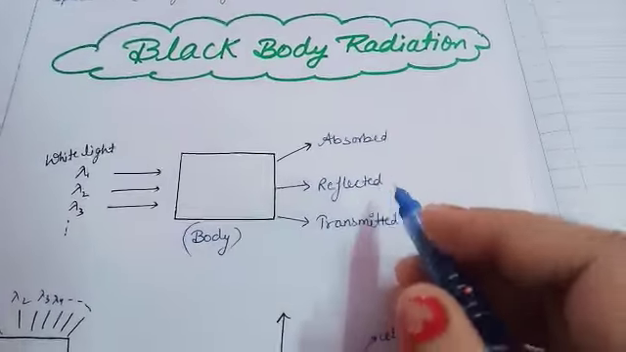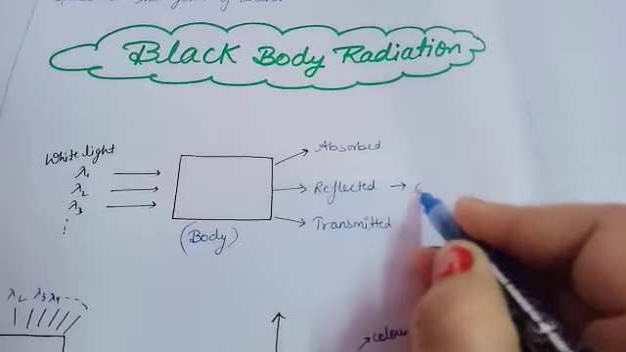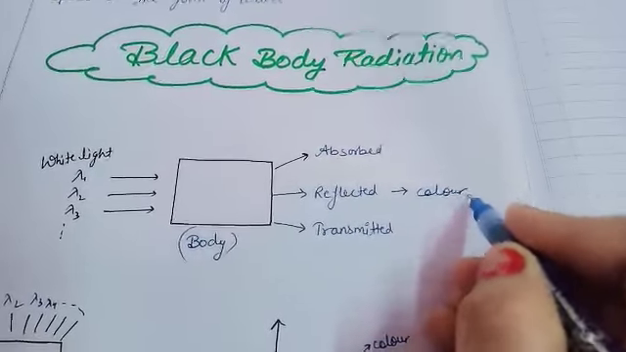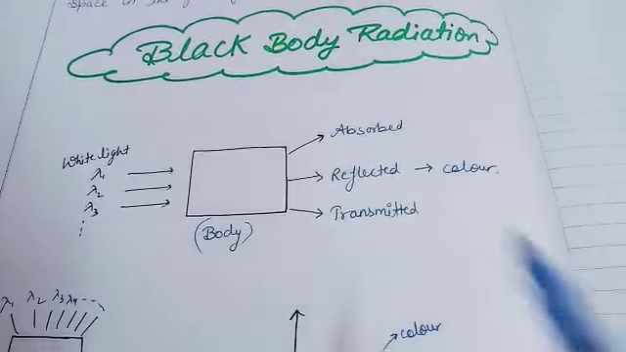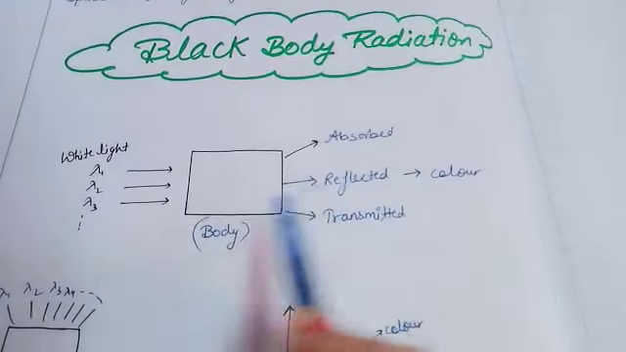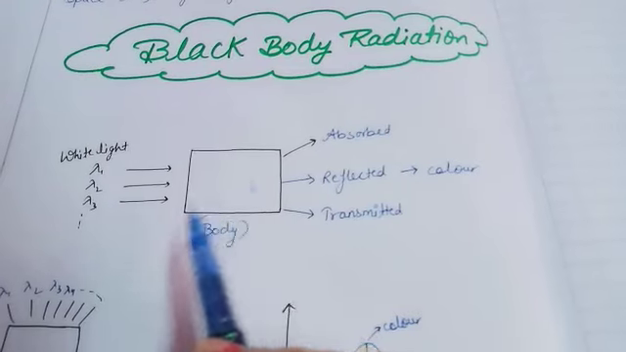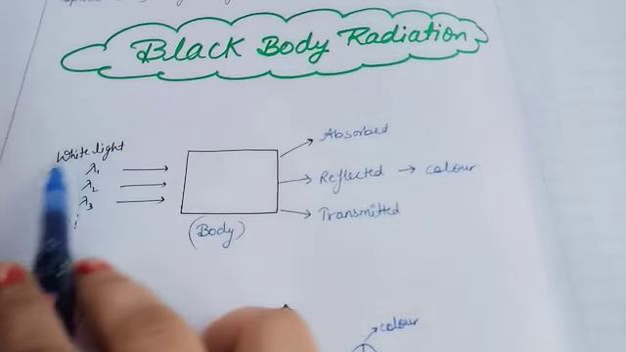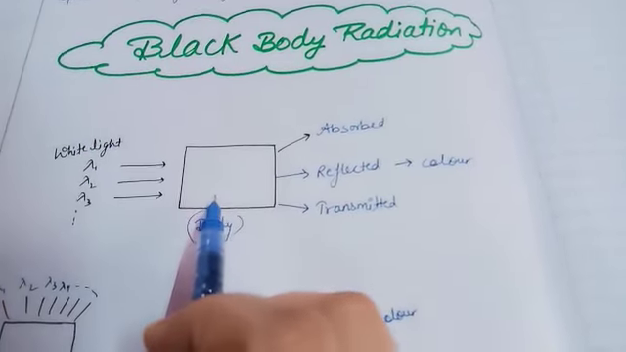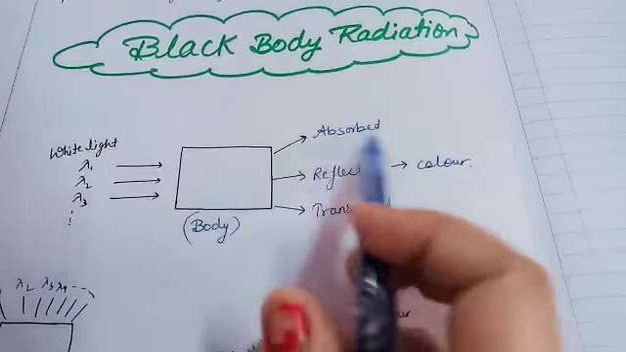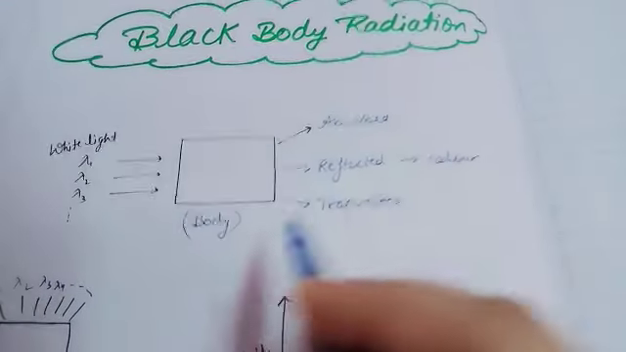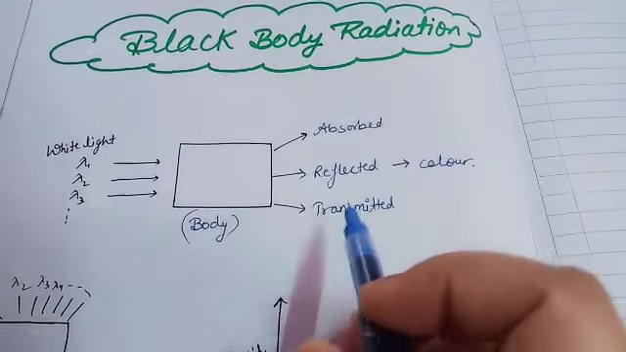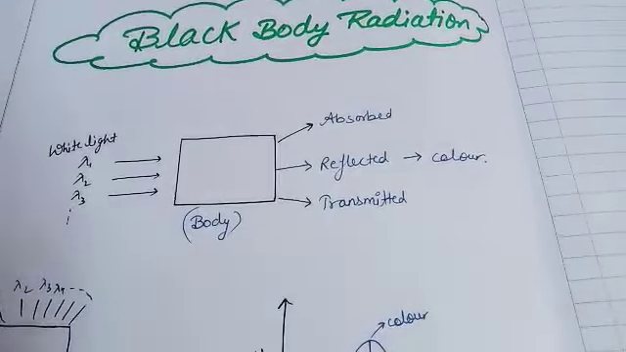In this, whatever color we are seeing, or whatever thing we are observing, is mainly because of reflection. What happens is that white light is absorbed by this matter, maybe some is absorbed and some is reflected. So whatever light is reflected by this matter or body is responsible for color.